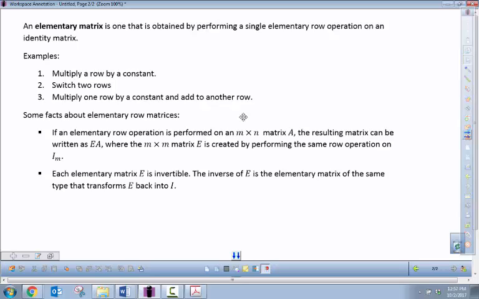And then here are some more ideas or facts about elementary matrices. If an elementary row operation is performed on an m by n matrix, the resulting matrix can be written as EA, where E is the elementary matrix. So that's the idea that we multiply the matrix on the left side by the elementary operation that we're talking about. And then each elementary matrix is invertible, and the inverse of that is the same type of transformation.